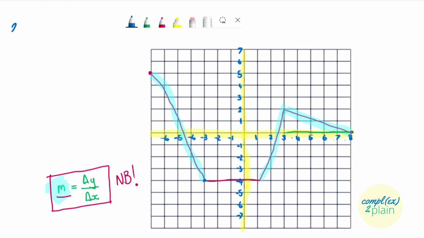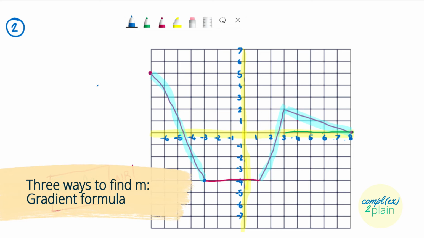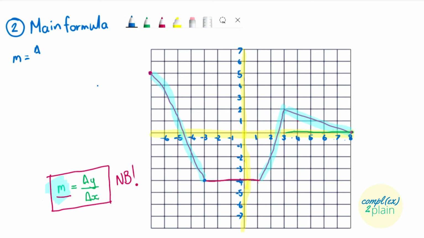So let's quickly do our second method to find the gradient. And this is, in my opinion, the most important one. I call it the main gradient formula. This is just an adaptation of what we've already learned. M is delta y over delta x, but we can expand that a little bit. Let's say we call this point 1 and we call this point 2. Then delta y, the change in y, is basically the y value of the first point minus the y value of the second point. And your change in x is the x value of your first point minus the x value of your second point. And there we have an incredibly important formula.